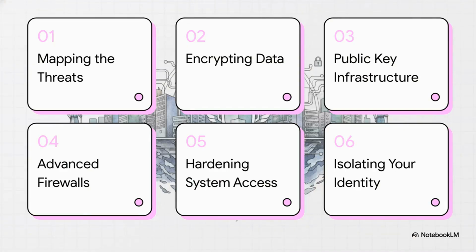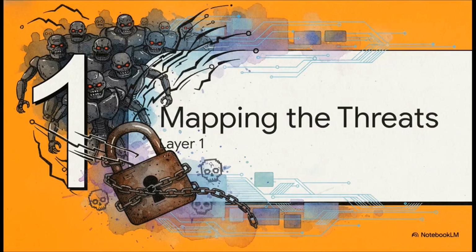Okay, let's dive into this. To demystify complex cybersecurity, we're going to explore 6 specific defensive layers. 1. Mapping the threat landscape. 2. Encrypting data in transit. 3. Public key infrastructure explained. 4. Advanced firewall technologies. 5. Hardening system access. And 6. Isolating your digital identity.